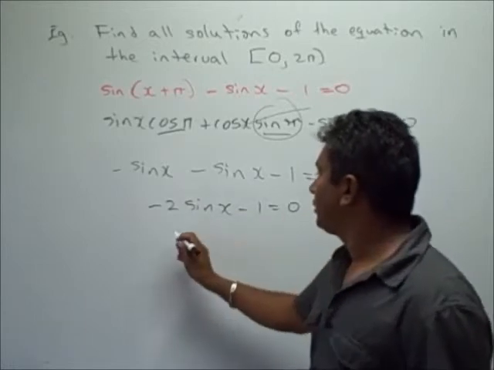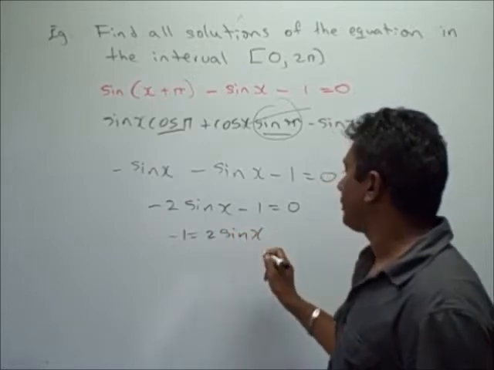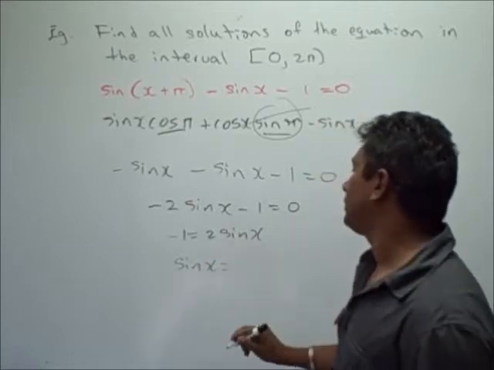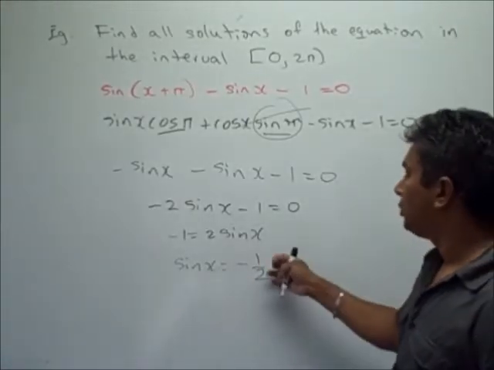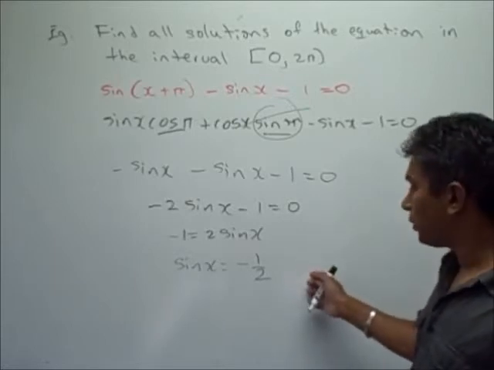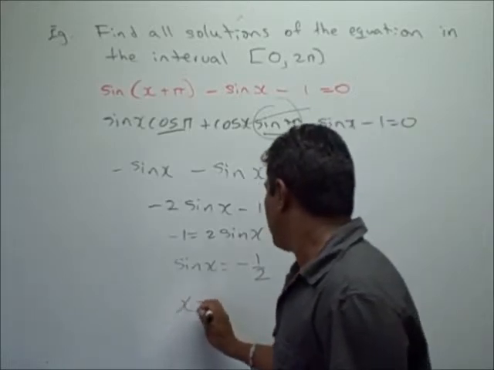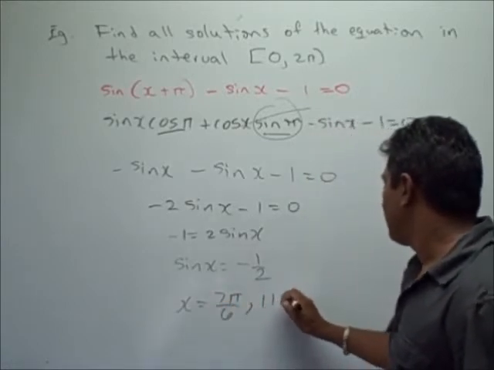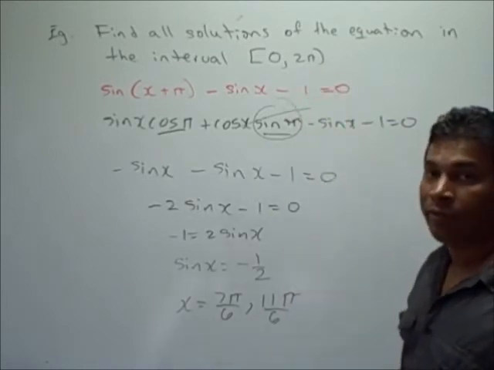If we move over sine, then we have negative 1 is equal to 2 sine of x. Dividing both sides by 2, we have sine of x is equal to negative 1/2. So here we're trying to find the angles whose sine is equal to negative 1/2. We know sine is negative in the third and fourth quadrant, and where sine is negative 1/2 in the third and fourth quadrant is when the angle is equal to 7 pi over 6 and 11 pi over 6. So here we have our two solutions of this equation within the interval from 0 to 2 pi.